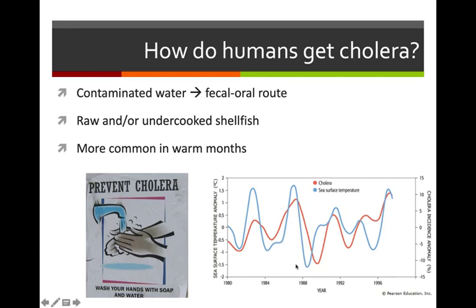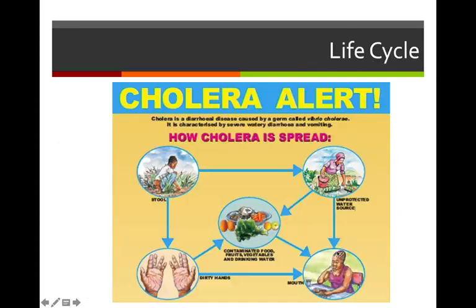Cholera is more common in warm months because the bacteria replicates better with the warmer temperatures, and we can kind of see this here. The incidence of cholera is shown in red. The sea surface temperature is in blue. As the sea surface temperature went up, the incidence of cholera went up. As the sea surface temperature went down, the incidence of cholera also went down.